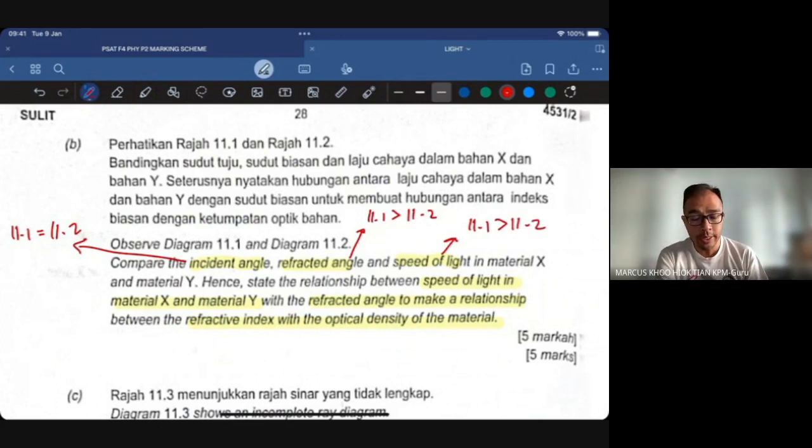State the relationship between the speed of light and the refracted angle. That means you relate this one and this one. Since they both go in the same direction, we can say that the bigger the speed, the bigger the refracted angle.